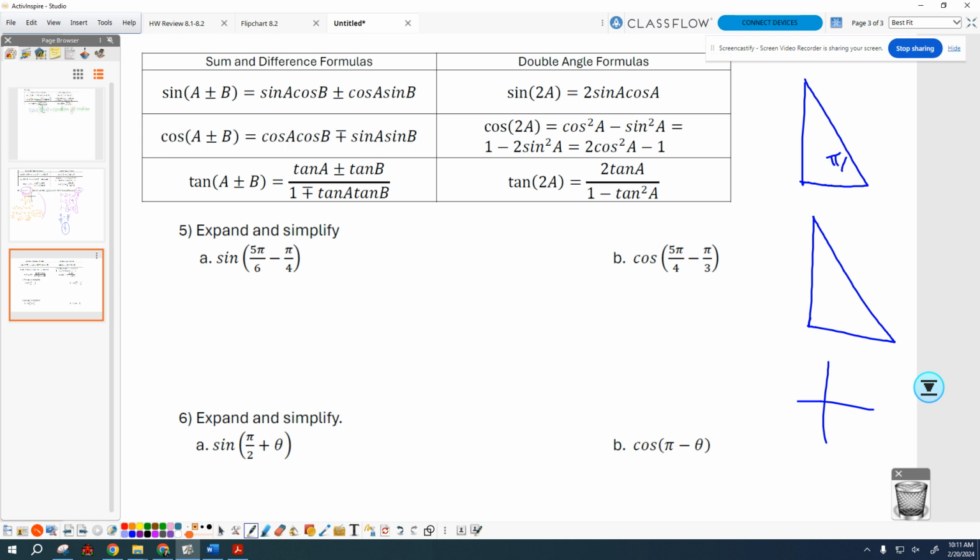Across from pi over 3 is... okay, well up here is pi over 6, but across from pi over 3 is root 3, 1, 2. What's this triangle? The pi over 4, 1, 1, and root 2. Is cosine the x value or the y value on the unit circle? X. X, y, cosine, sine. It goes alphabetical order. X, y, cosine, sine.